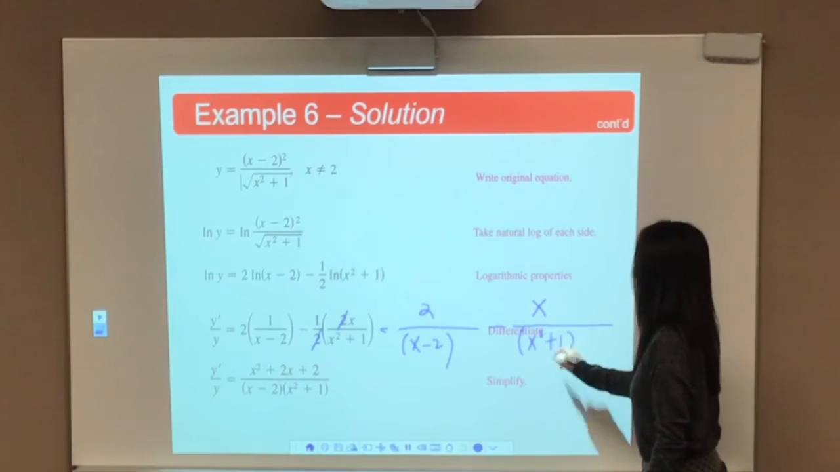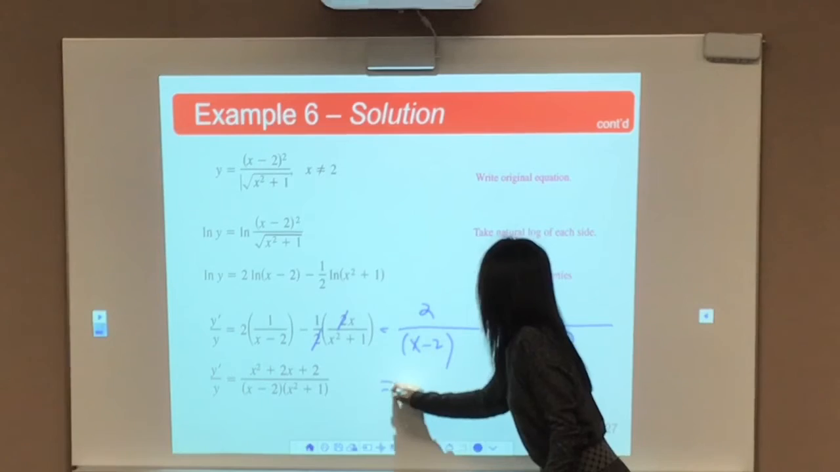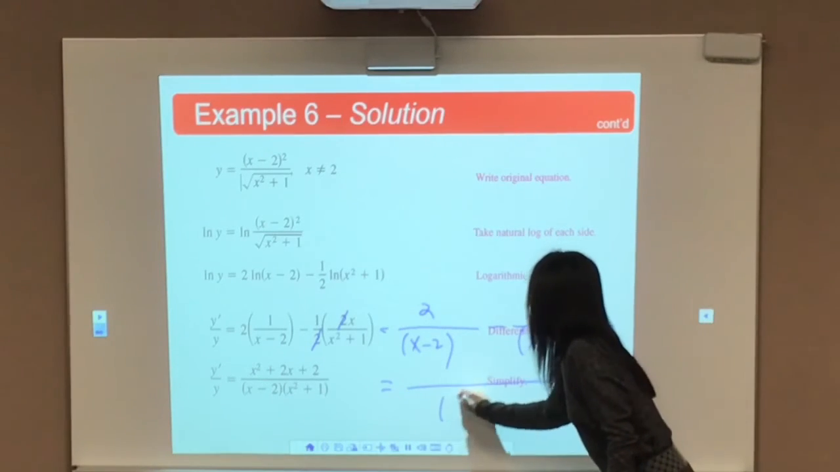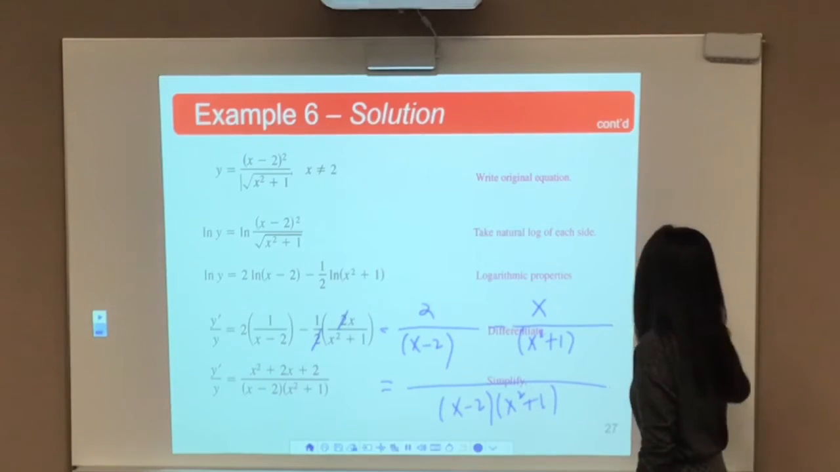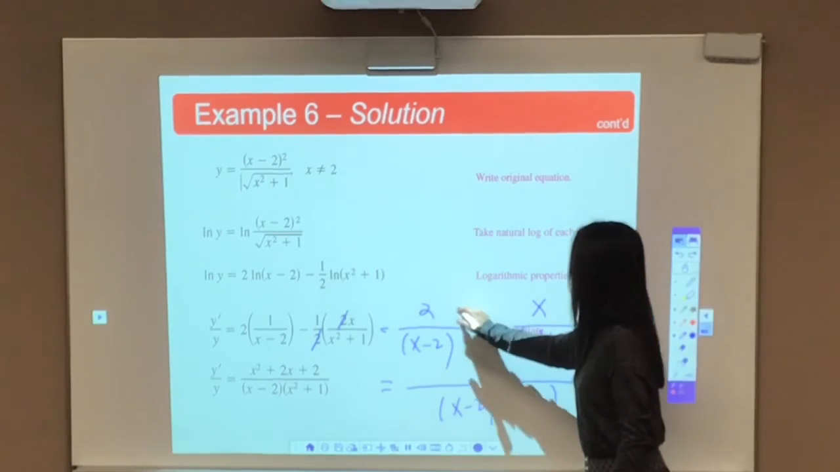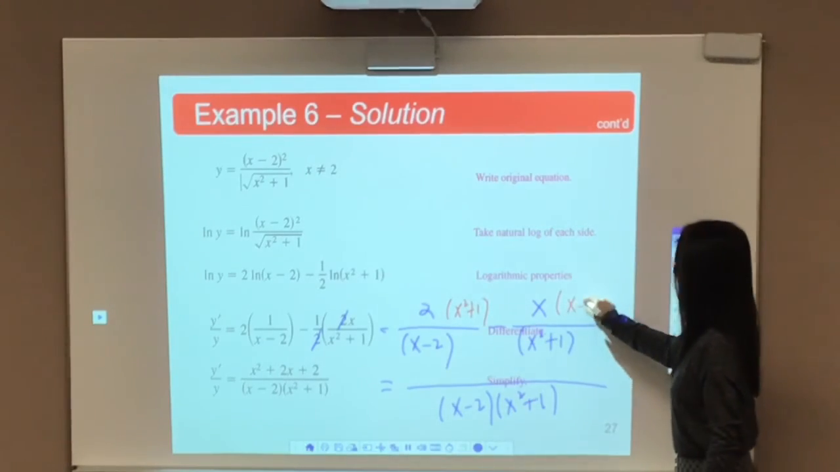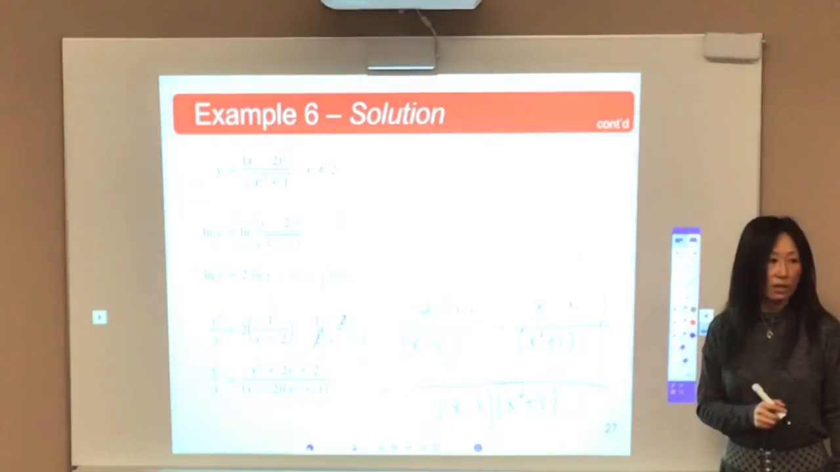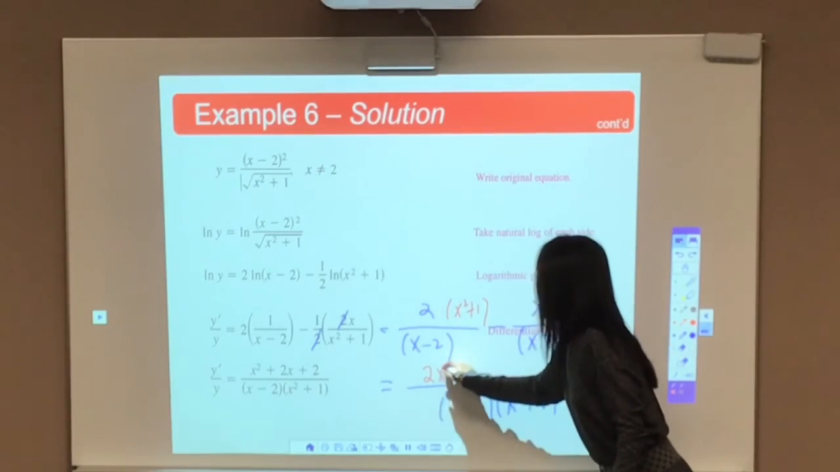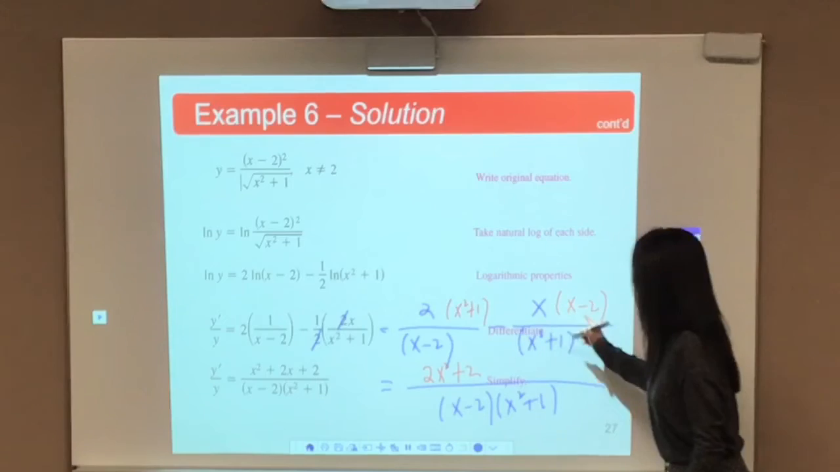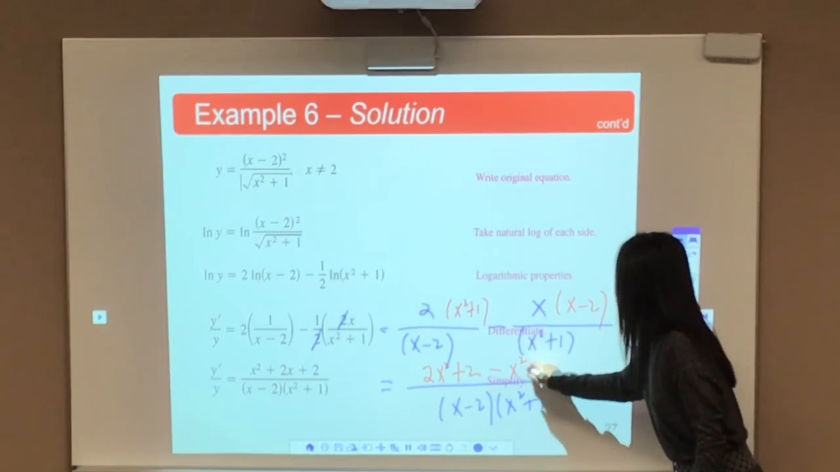So I have x over, which one? x squared plus 1. So I want to make the same common denominator, which is x minus 2, and then what? x squared plus 1. So I will multiply this by x squared plus 1, and this by what? x minus 2. Okay. So far, so good? Right. So what do I have then? 2x squared plus 2, and then you have a what? Minus x squared, and then plus what?